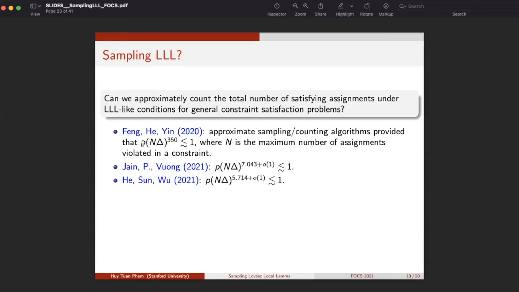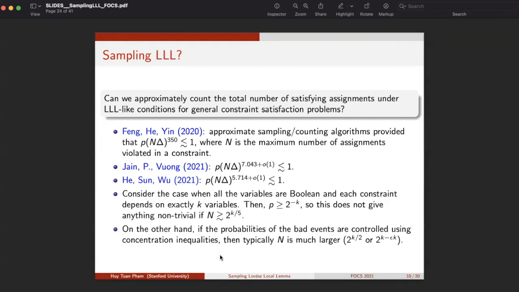And then in this setting, our other work last year improved the constant 350 to roughly 7.043. And in fact, our constant is not fully optimized. And then in later work by He, Sun, and Wu, this constant is replaced by 5.714.